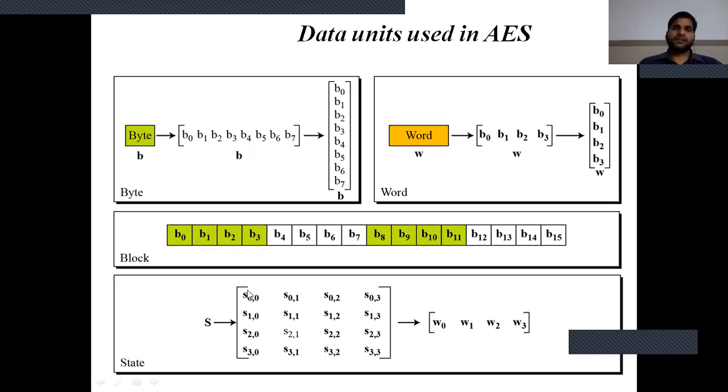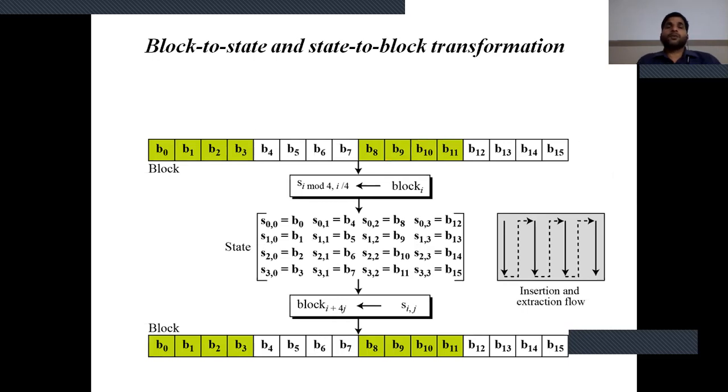The first word is stored in the state array diagram like that: S00, S10, S20, S30. Any word W0 is stored in this column, W1 is stored in this column, W2 is stored in this column, and W3 is stored in this column. So after state transformation, the state array produces the words W0, W1, W2, W3. This is block to state and state to block transformation.